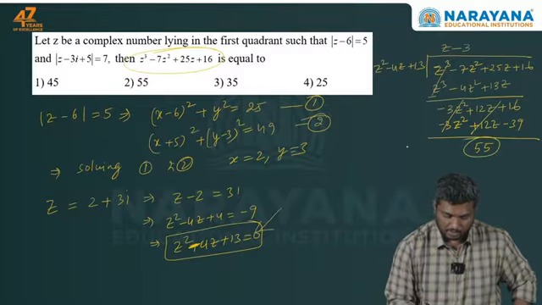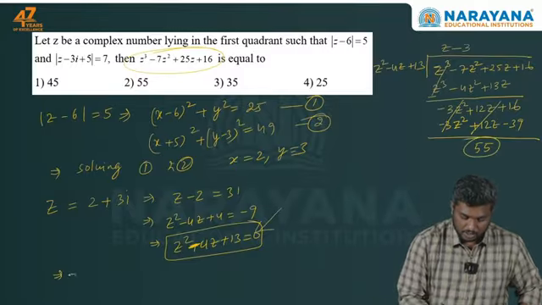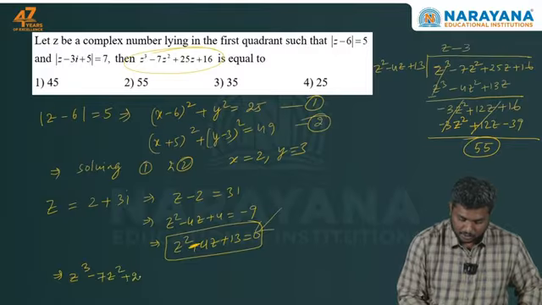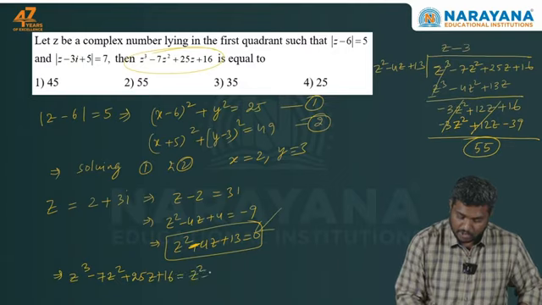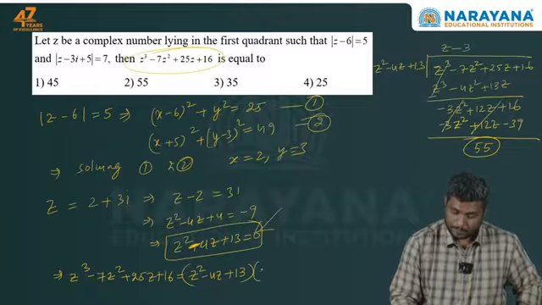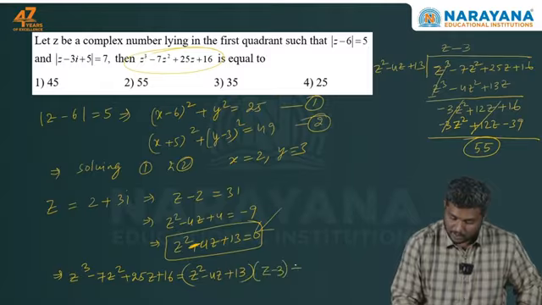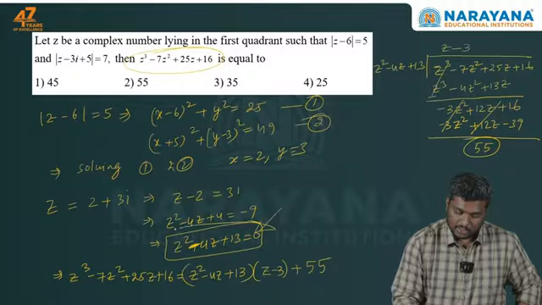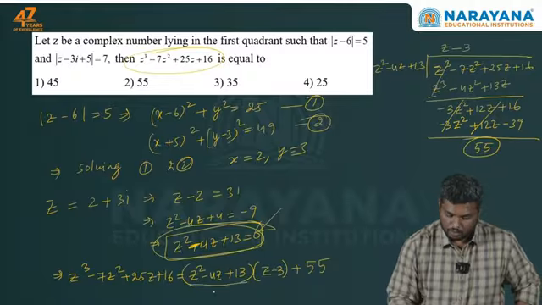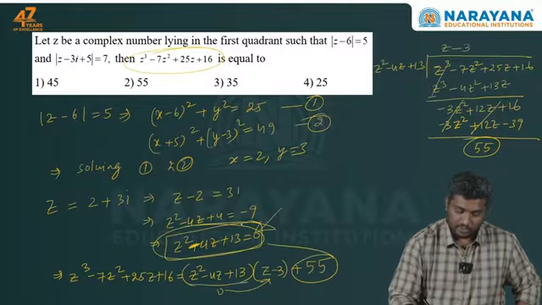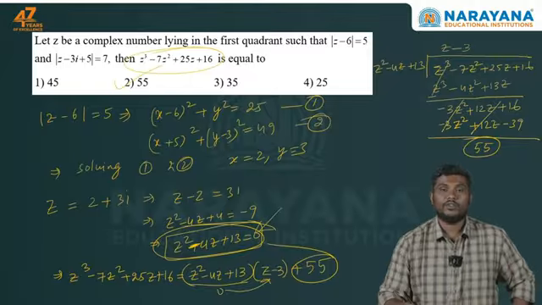Yeah, that's the remainder. So here z cube minus 7z square plus 25z plus 16 can be written as z square minus 4z plus 13 into z minus 3 plus 55. Guys, this being 0, this value 0 into anything is 0. So what is the answer? 55. So 55 should be the answer.